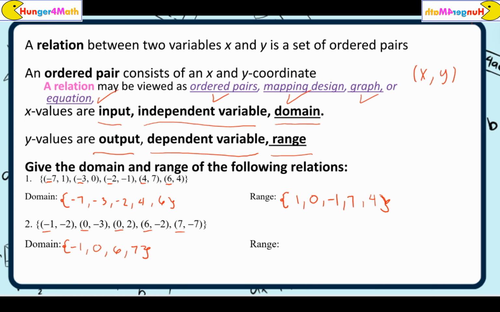For the range, those are the second numbers, which are -2, -3, 2, -2, and -7. So let's write it here. Once again, the range is -2, -3, +2, -2, and -7. So these are the range and domain of the relation for our number 2.